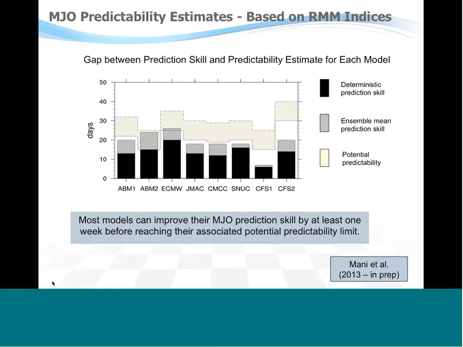So you can see most models certainly can improve, not to be, it's sort of expected, but at least a week or more is still remaining out there in terms of reaching the predictability limit, at least as measured by these models.